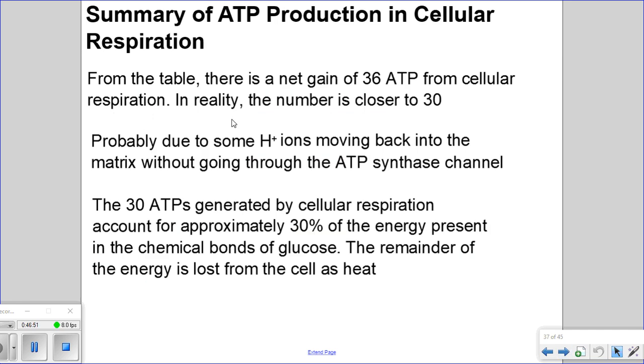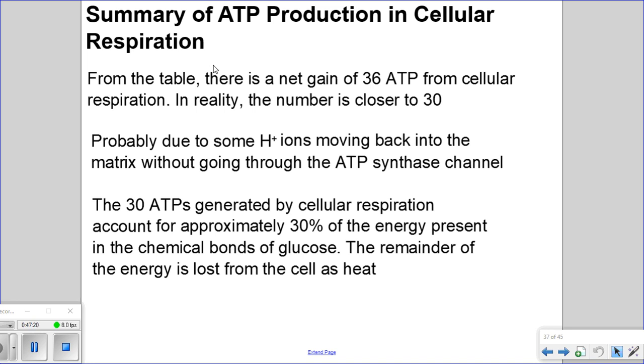So, from the table, there is a net gain of 36 ATP from cellular respiration. In reality, the number is closer to 30. This is probably due to some hydrogen ions moving back into the matrix without going through the ATP synthase channel. The 30 ATPs generated by cellular respiration account for approximately 30% of the energy present in the chemical bonds of glucose. The remainder of the energy is lost from the cell as heat.